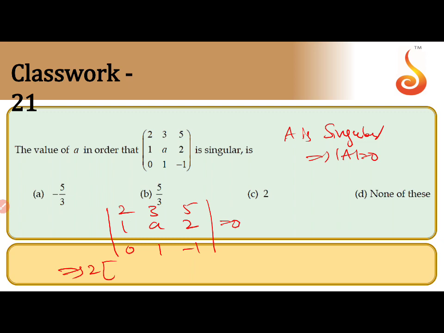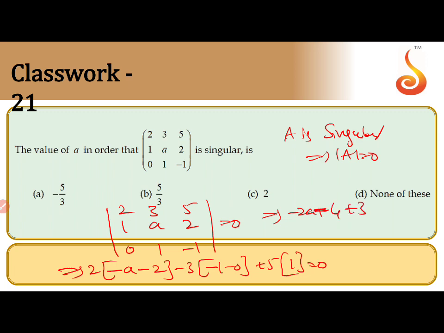Directly you can expand. 2 into minus A minus 2, minus 3 into minus 1 minus 0, plus 5 into 1 equal to 0. You can simplify to get the answer for this one. So I will write here minus 2A minus 4 plus 3 plus 5 equal to 0. So this is minus 2A plus 4 equal to 0. 2A equal to 4, A equal to 2 is the answer.